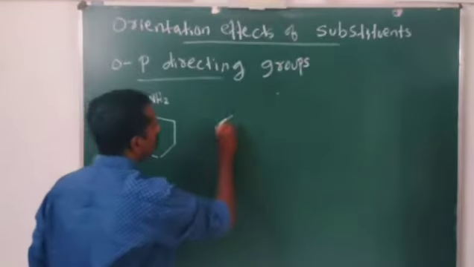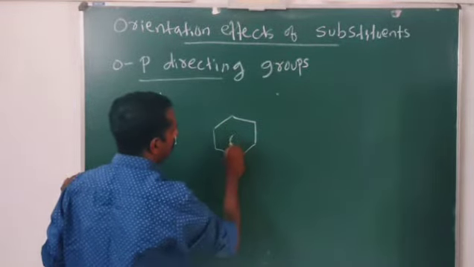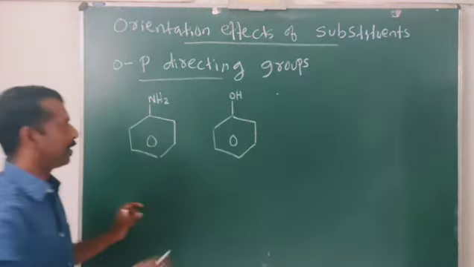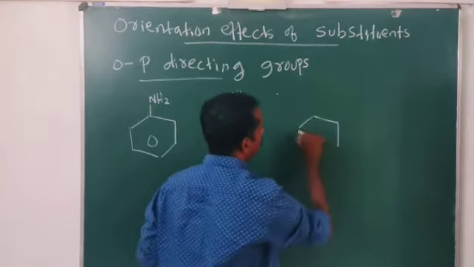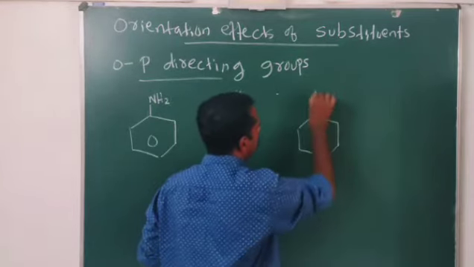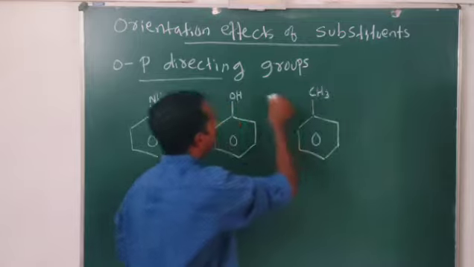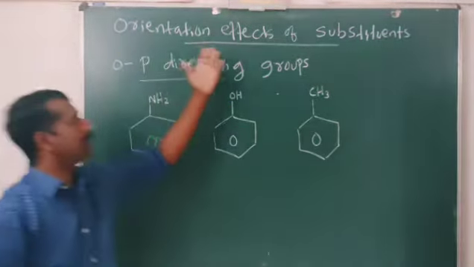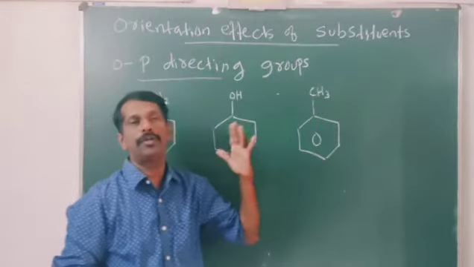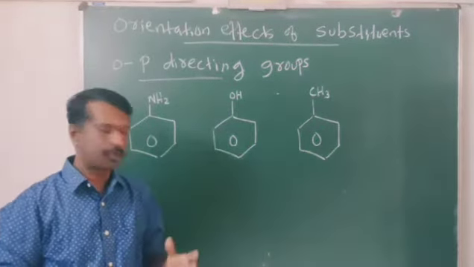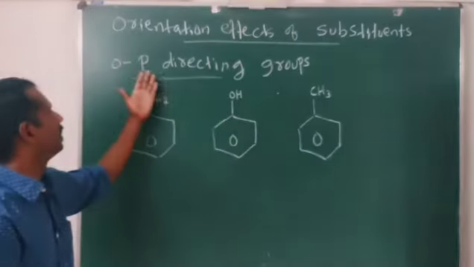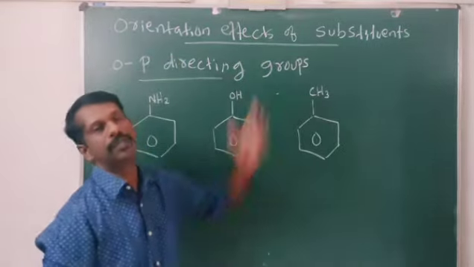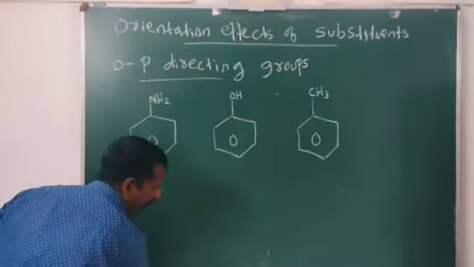Okay, another substituent is, look at here, here is our benzene. A hydrogen atom is replaced by OH. This is another substituent. Or another one is, look at here, here it is replaced by CH3. So these are all called substituents. Okay, now what is that? Orientation effects of substituents. What do you mean by orientation effect of substituents? Out of that, the first heading is ortho-para directing groups. What do you mean by ortho-para directing groups?